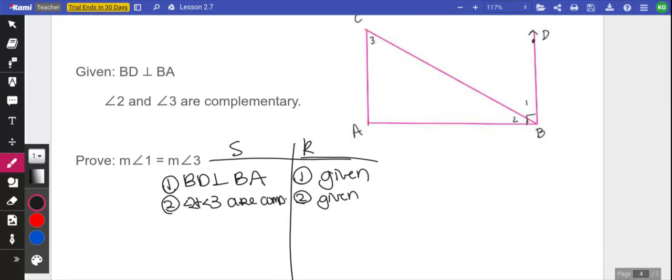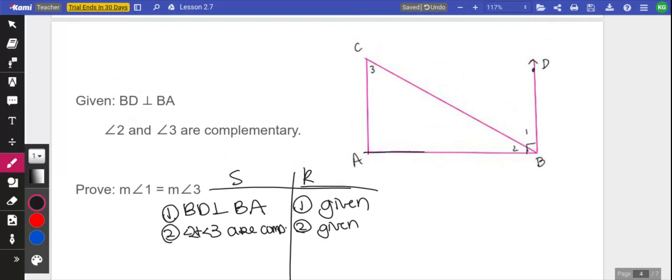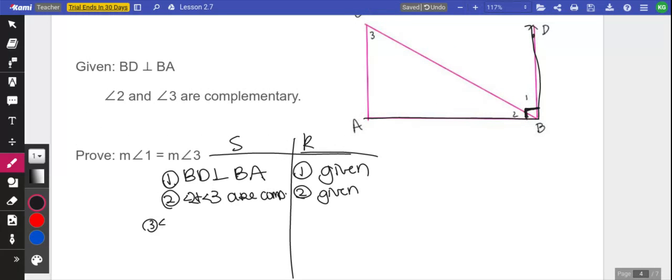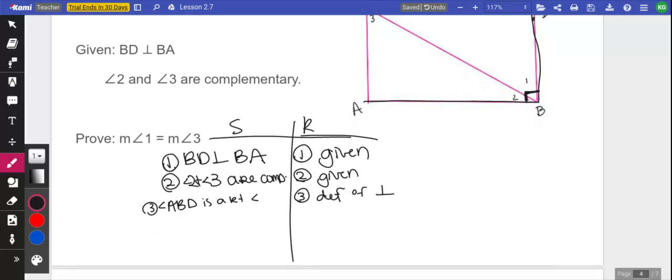Okay, so let's go back up. What does it mean that BD and BA, so that's these two right here, what does it mean for them to be perpendicular? Well, that means that this is a right angle. So I'm going to say angle ABD is a right angle, because that is the definition of perpendicular. So that means that angle ABD equals 90, because that is the definition of right angle.